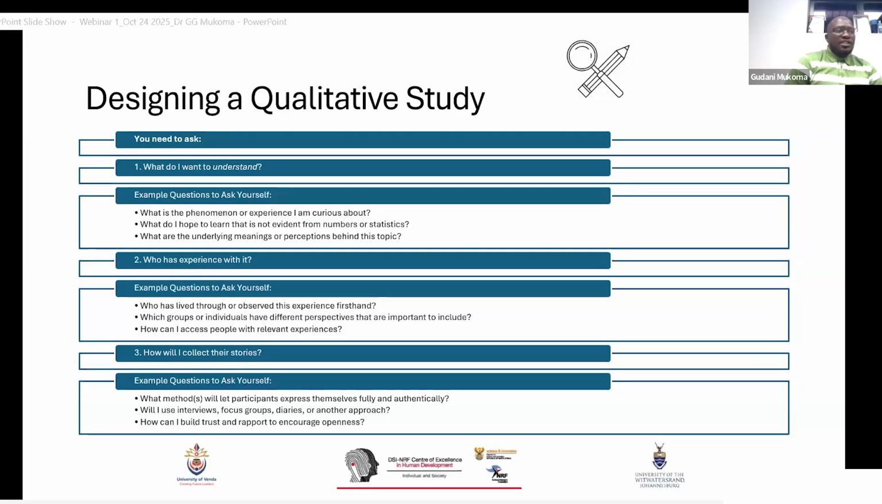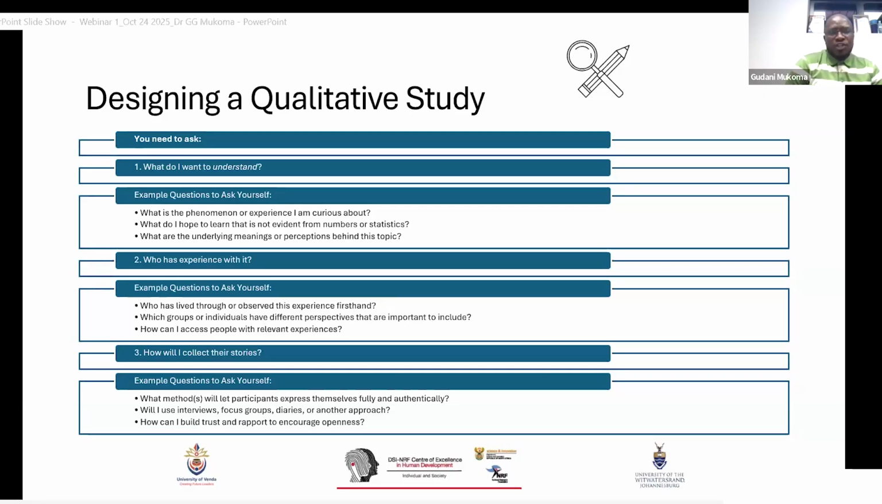So when designing a qualitative study, it is essential to frame your research carefully. So I'm going to break it down for you so that you are able to understand what I mean by that. For example, you need to ask yourself a couple of questions, for you to be able to know if the study that you've designed is well suited to actually answer the questions that you have been asking. So number one, what do I want to understand?